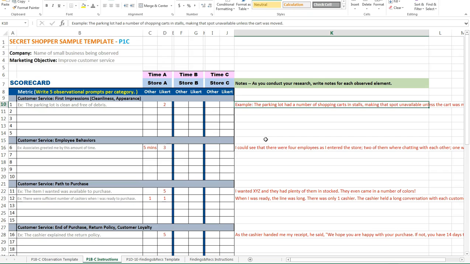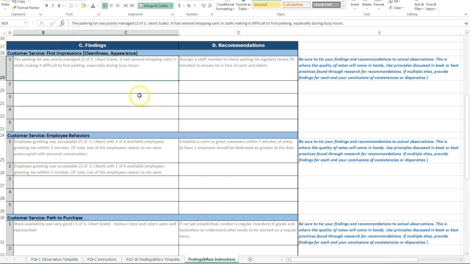Remember how important it was to write notes? This is going to be an easy exercise if you have written notes. Very difficult if you hadn't done it. So go back and write your notes down. All right. And then you want to put recommendations that make sense against your finding, right? So in this case, I said, assign a staff member to check the parking lot regularly, every 30 minutes, to ensure the lot is free of carts and debris. Makes sense, right? Your recommendations map with your findings. And here's another example.